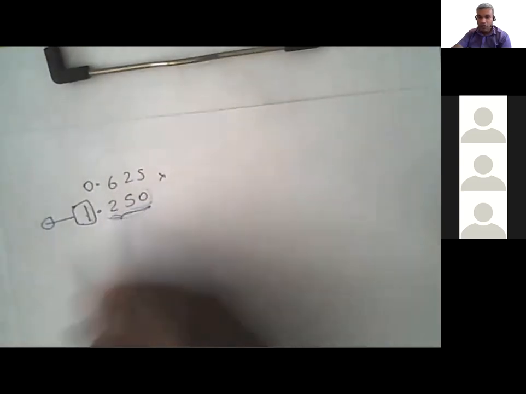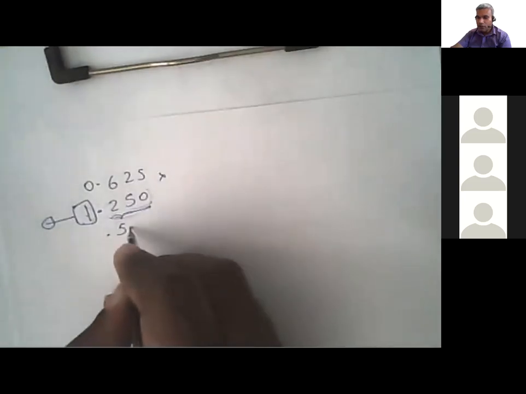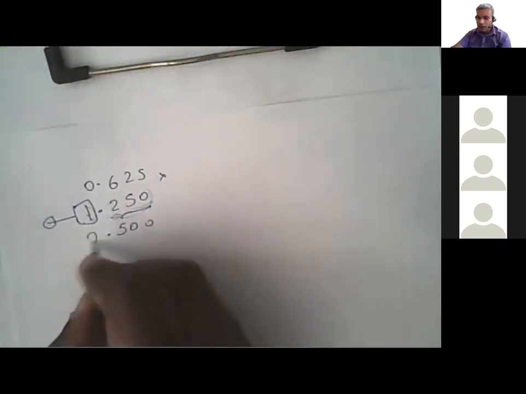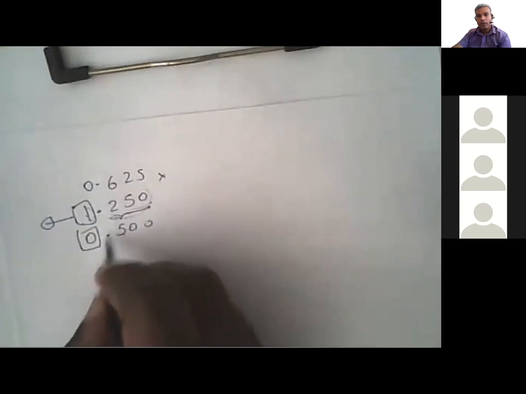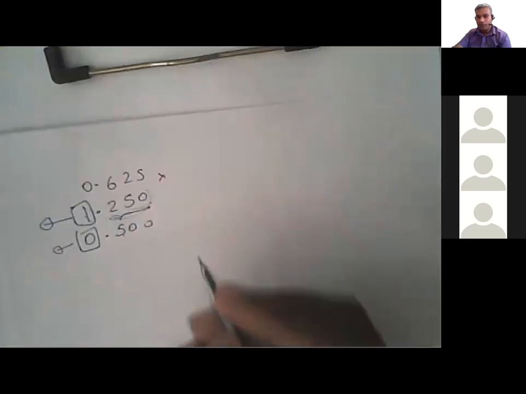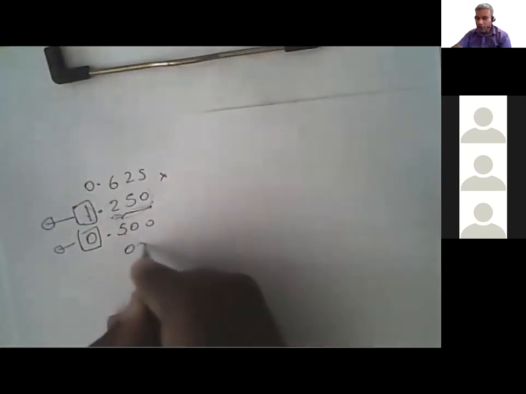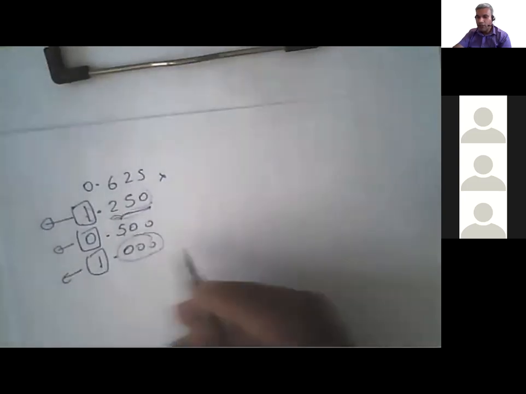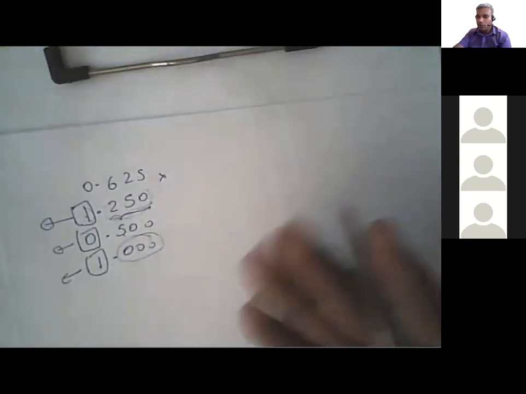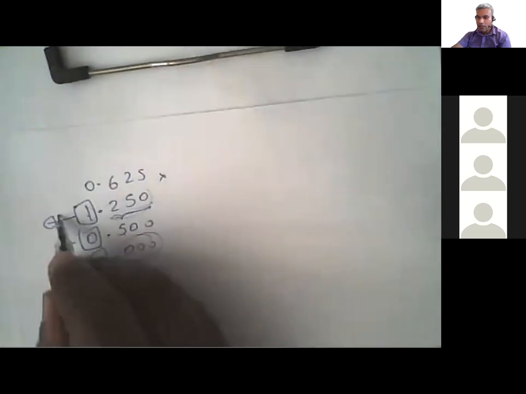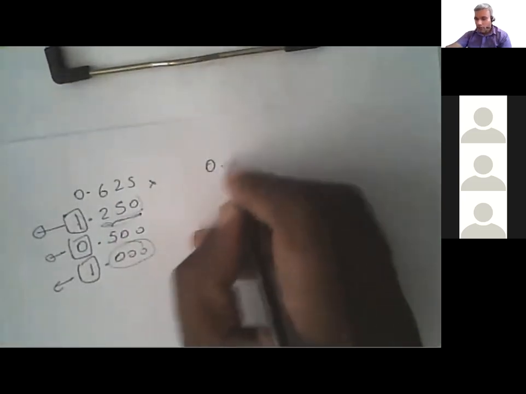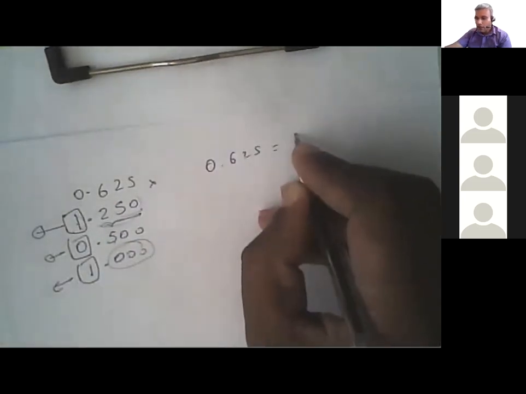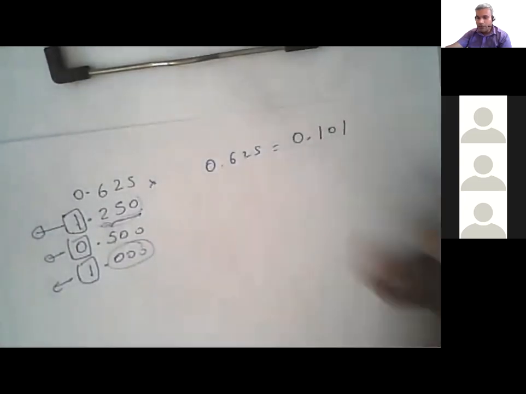So this is not 0. You have to multiply it again. So multiply it again, you get 0.50. But this time there's no whole value coming. So this is the second bit, 0. You multiply it again, you get 1.0. So this is the third bit. Now you can see I have reached the 0 in the fractions. So there's no need to multiply it further. So I get 1, 0, 1. So 0.625 is radix point 101.